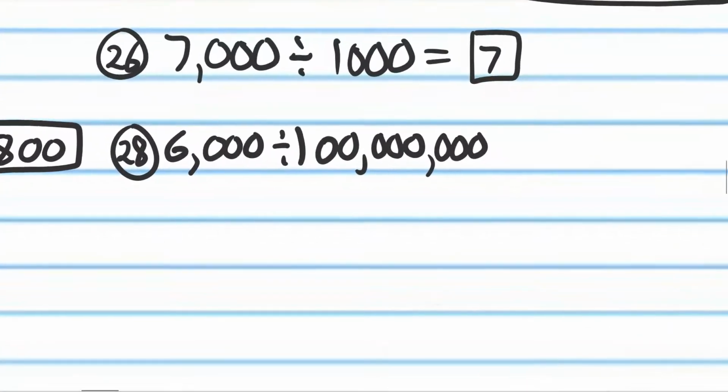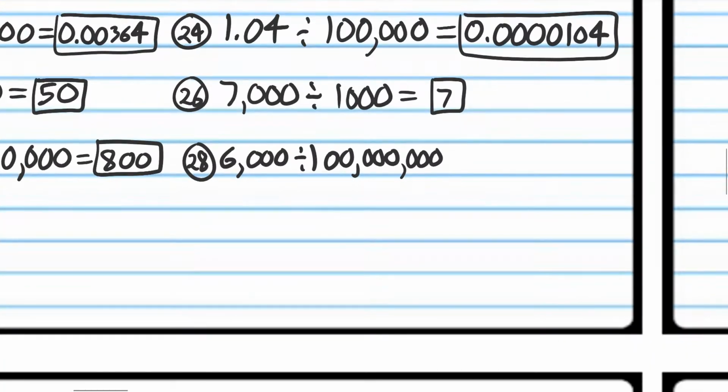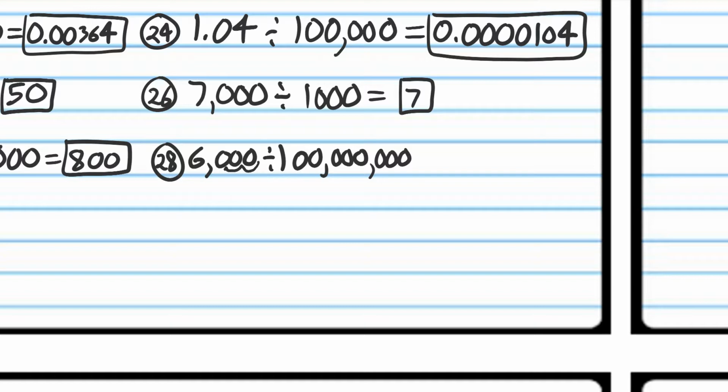And number 28, we have 1, 2, 3, 4, 5, 6, 7, 8 zeros. So we're going to have to move the decimal 8 places. 1, 2, 3, 4, and then 4 more places. So we need 4 zeros in front of that 6. And we could write the other zeros, but we don't need those because remember, those are ending zeros to the right of the decimal. One, 2, 3, 4. I'm just double checking that. Looks right.